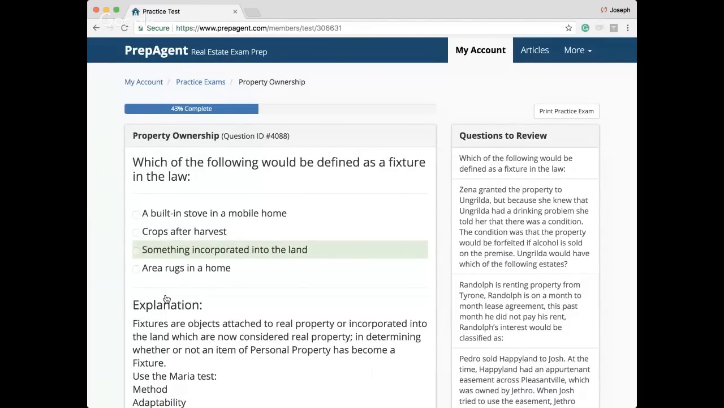How do you know that it's incorporated into the land? Because of that MARIA test: method, adaptability, relationship, intention, and agreement. Some of you guys said a built-in stove, but that's for a mobile home. Okay, so that changes it a little bit there. All right, let's get to that next question.